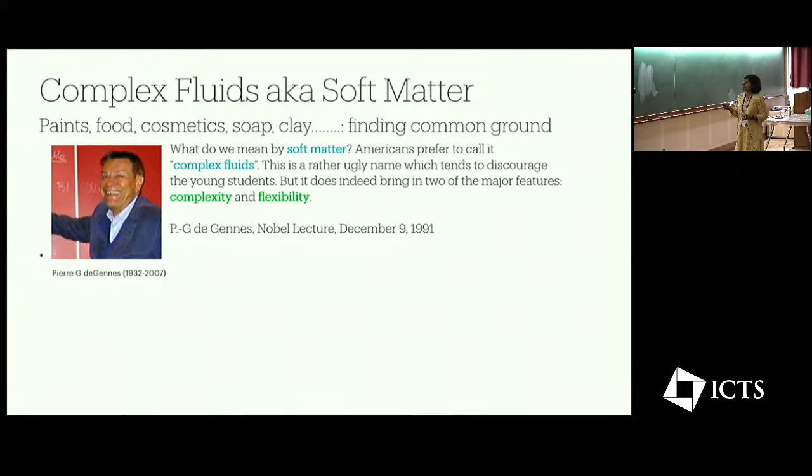So what do we mean by soft matter? Americans prefer to call it complex fluids. This is a rather ugly name which tends to discourage the young students, but it does indeed bring in two of the major features, complexity and flexibility. So all the materials that I showed you in the last slide, they are complex, they are structurally complex, as you'll just see, and they are mechanically flexible.